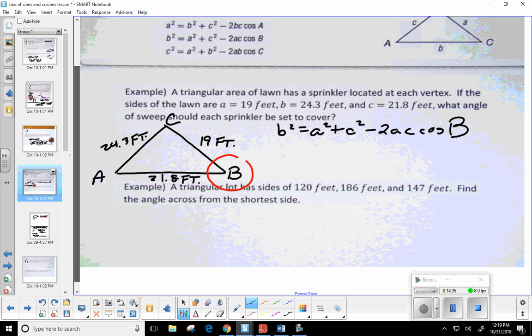We know that side B is 24.3 squared. So I'm just going to plug in the values that I have. A is 19, so 19 squared, plus 21.8 squared, minus 2 times A, again, is 19, C is 21.8, and now we have cosine of B.